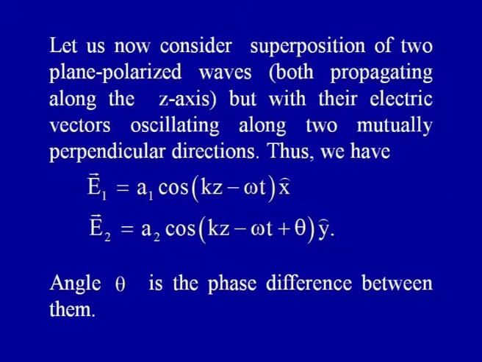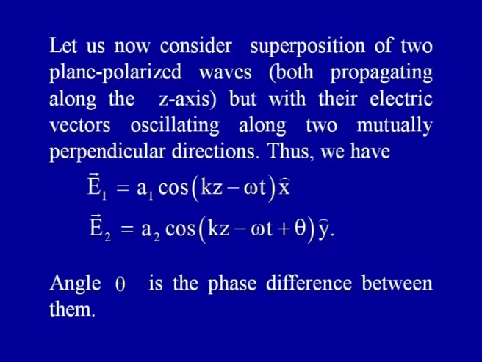We observe that the resultant is also a plane polarized wave with its electric vector oscillating along the same direction, along the x axis. Let us now consider superposition of two plane polarized waves, both propagating along the z axis, but with their electric vectors oscillating along two mutually perpendicular directions. Earlier they were along the same direction, now they are mutually perpendicular directions, say along the x axis and along the y axis. Remember, both the waves are propagating along the z axis.